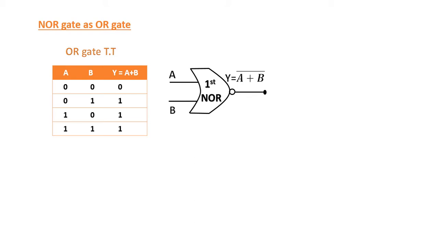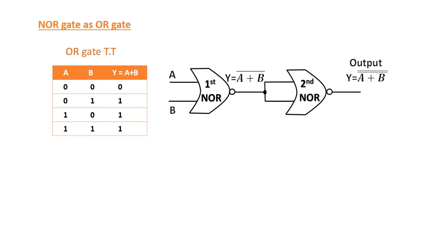Now I will connect the output of the first NOR gate to the input of the second NOR gate. From the figure you can see both inputs of the second NOR gate are connected to the output of the first NOR gate. That means the inputs of the second NOR gate are merged into a single input. And we know that when both inputs of a NOR gate are merged into a single input, then the NOR gate becomes a NOT gate. So this second NOR gate is here representing the NOT gate.